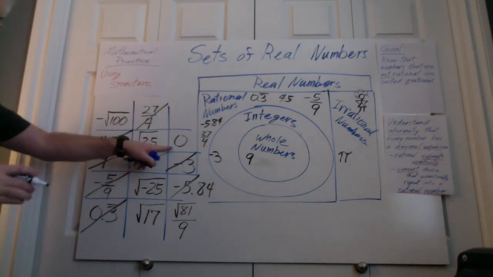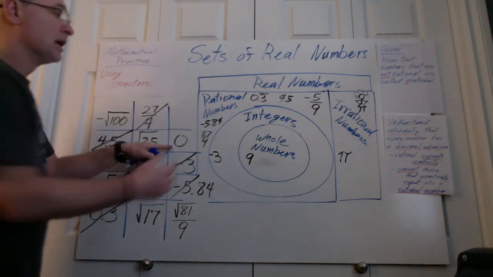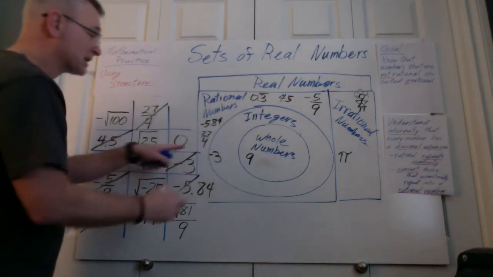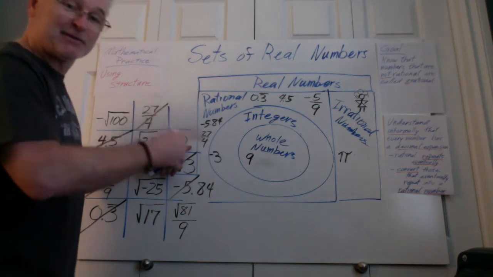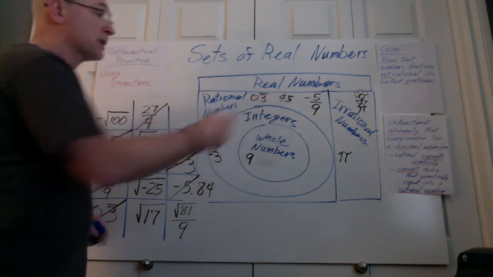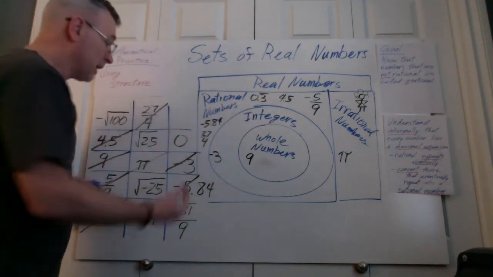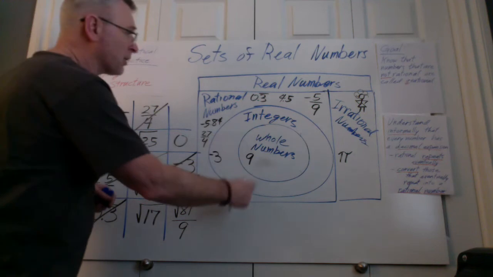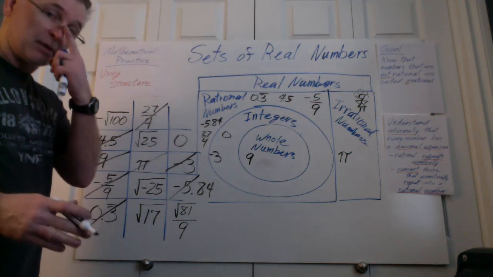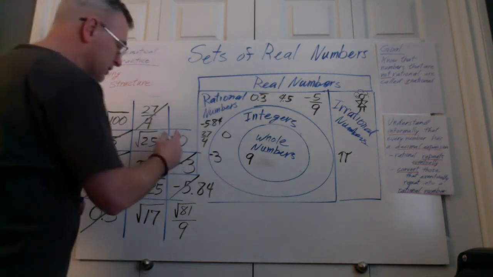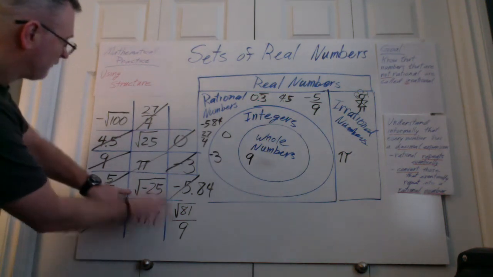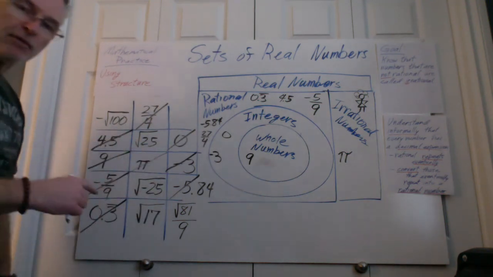Except the 0. Now, the 0 needs to be placed. We know it's not irrational. It's a rational number because it has a decimal expansion of 0.0000. I know some of you are not comfortable with that, but that's a decimal expansion, and it's 0, so we don't really care about it. 0 is not a whole number. It is an integer, however, because it helps me mark where things are on the number line. It is a positional idea.